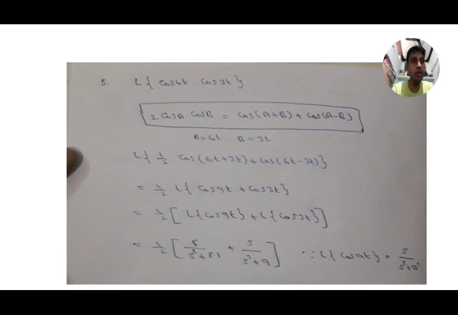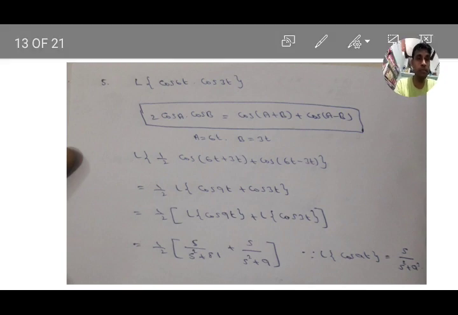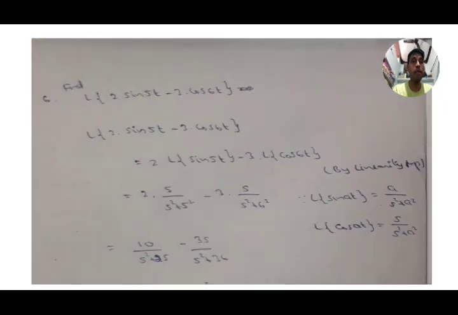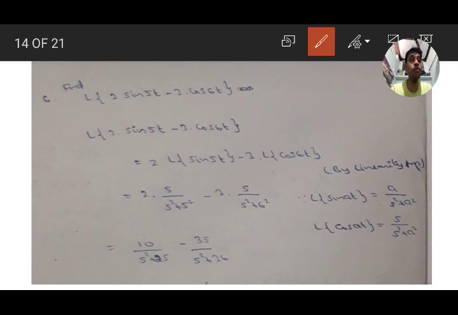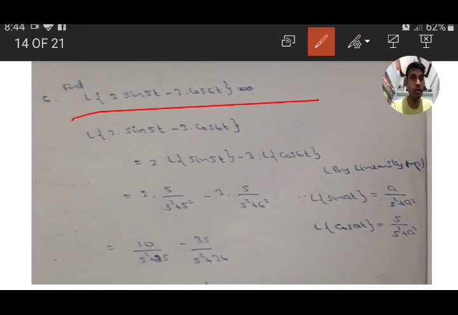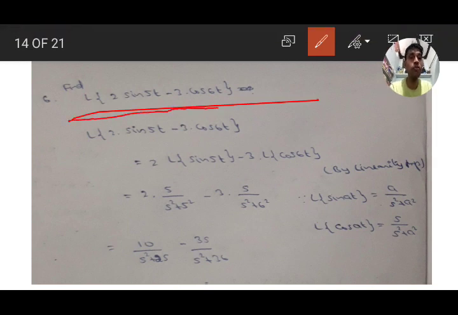Sorry, write down this problem. Okay, next problem. Let us do the next problem. L of 2 into sin 5t minus 3 into cos 6t.